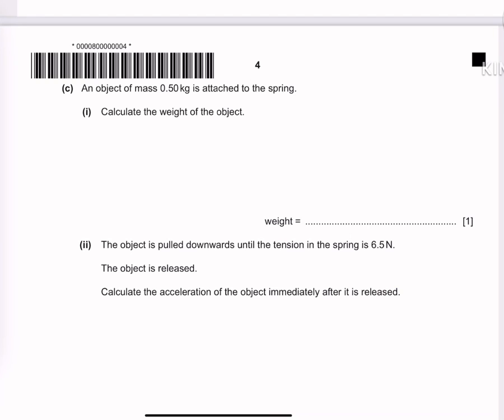Part C. An object of mass 0.50 kilogram is attached to the spring. Calculate the weight of the object. So here we need to calculate weight. Mass is provided, hence weight is equal to mass times gravitational field strength, where mass is 0.50 times 9.8, which is written on the first page of the question paper. Hence the answer you will get is 4.9 Newton. The weight is 4.9 Newton.